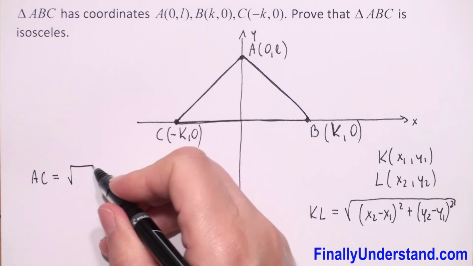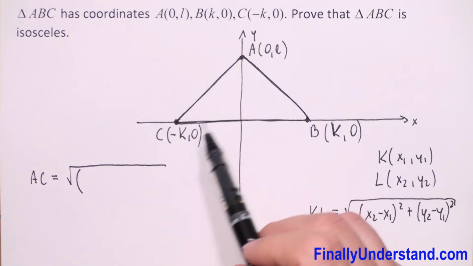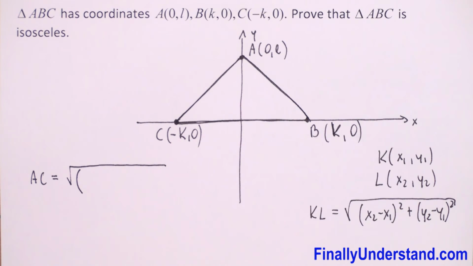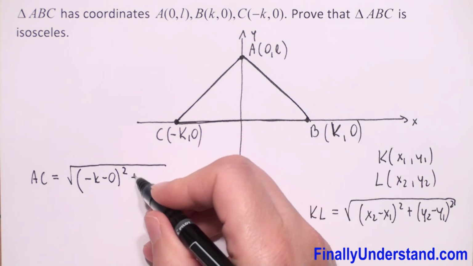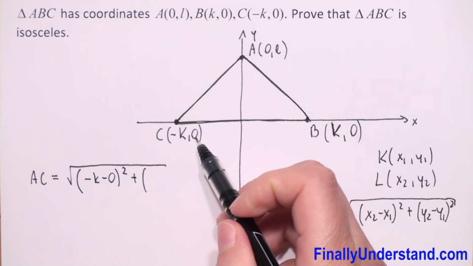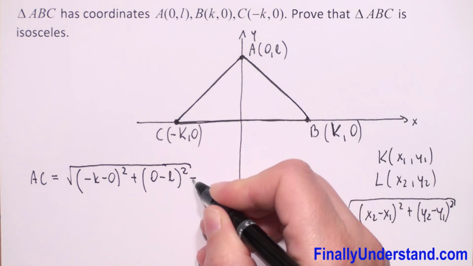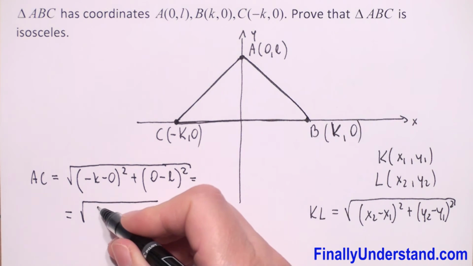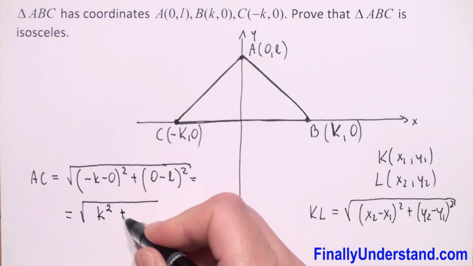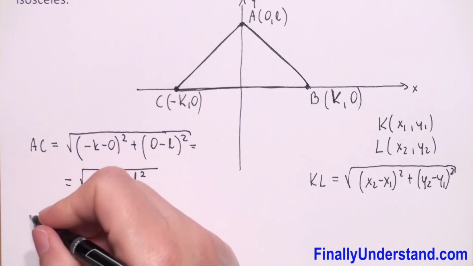So we have the square root and first we have to subtract, the C is the last, so it will be (negative K minus 0) to the second power plus the second coordinates (0 minus L) to the second power. So this is equal to the square root of negative K to the second power is K square plus negative L to the second power is L square. We have AC.